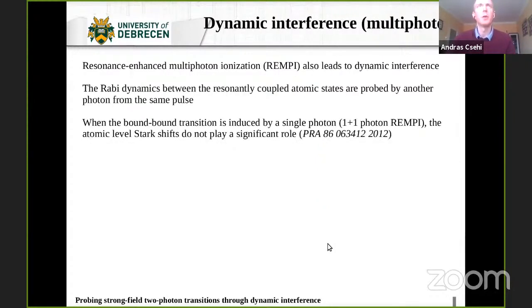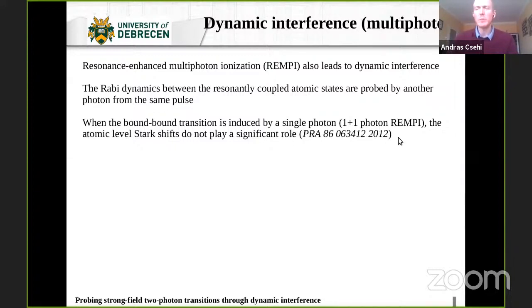As I mentioned before, resonance enhanced multiphoton ionization also leads to dynamic interference, and in such a process, one can probe the Rabi dynamics between the resonantly coupled atomic states by another photon, which leads to ionization. The situation when the bound-bound transition is induced by a single photon, namely the 1+1 photon Rampey process, has been studied before, and it was shown that in this case the Stark shifts do not play a significant role.